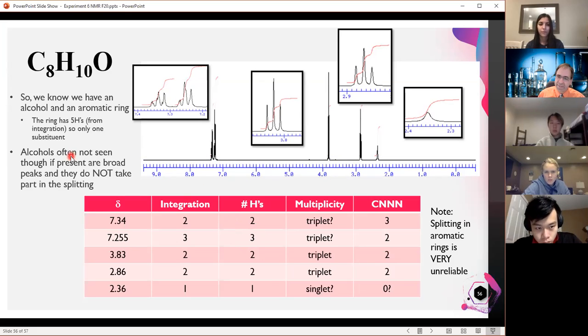Alcohols are often not seen, but if they are, they're broad. So that tells me that's what this thing is. And as I said, they don't partake in the splitting. So what do I know? I know I've got aromatic, that's 5 of my hydrogens. Then I also have to have 2 CH2s and probably my alcohol at this point.